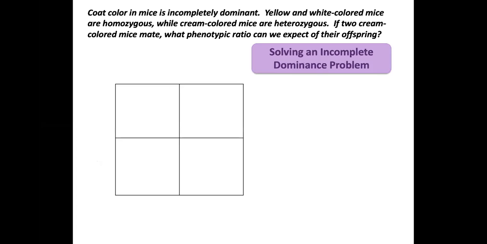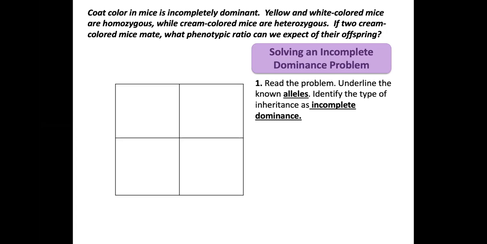All right. So now let's go through the steps like we did yesterday, and we're going to solve a Punnett square. So coat color in mice is incompletely dominant. So we know we're going to have how many phenotypes possibly? How many possible phenotypes can we see in incomplete dominance? Three. Okay. We say that yellow and white colored mice are homozygous, meaning the same, while cream colored mice are heterozygous. So if two cream colored mice mate, what phenotypic ratio can we expect of their offspring?